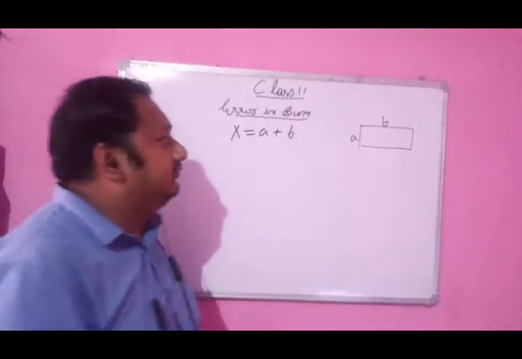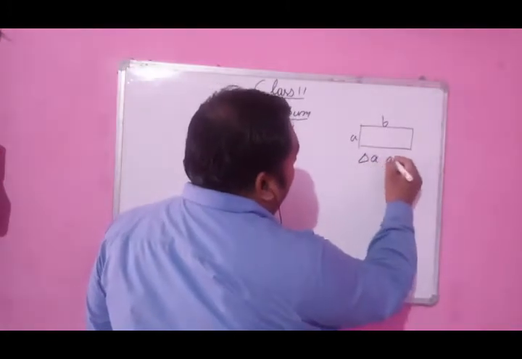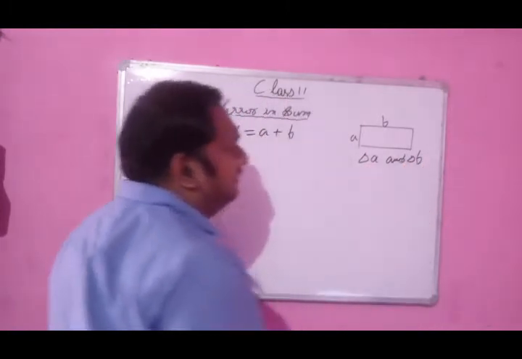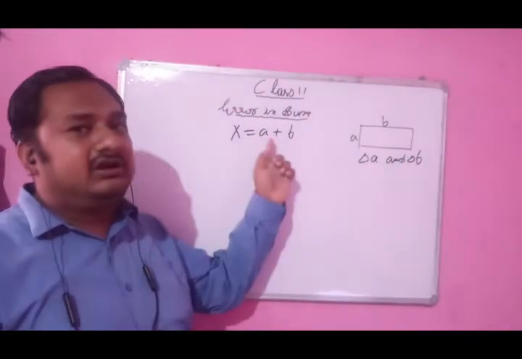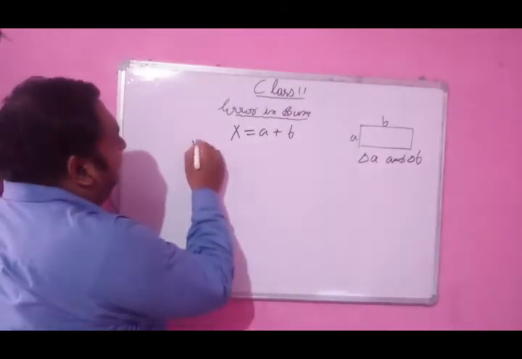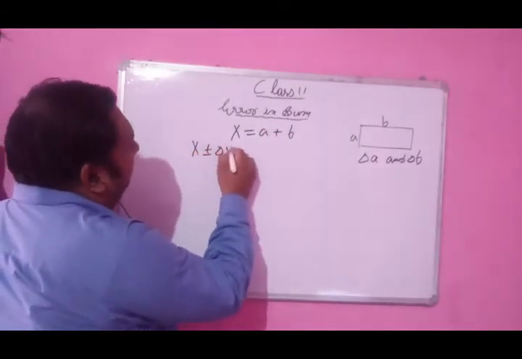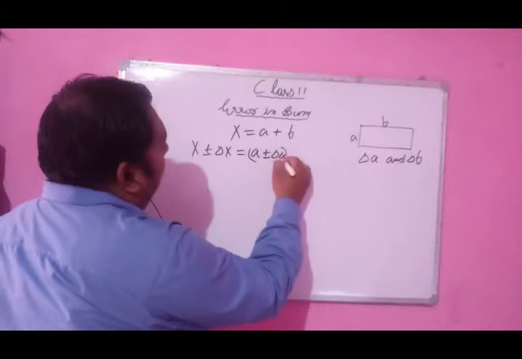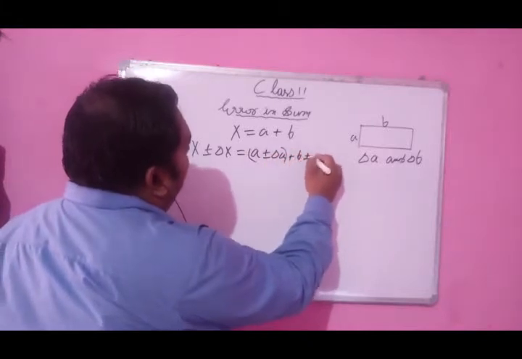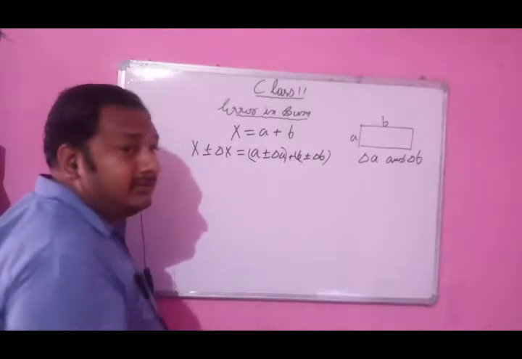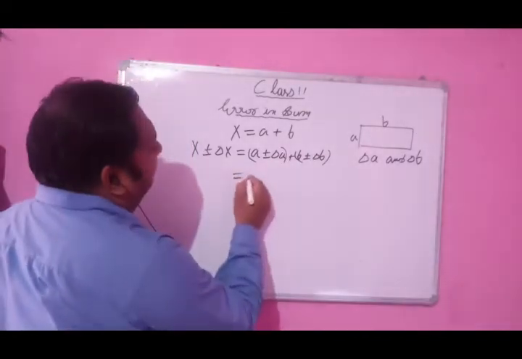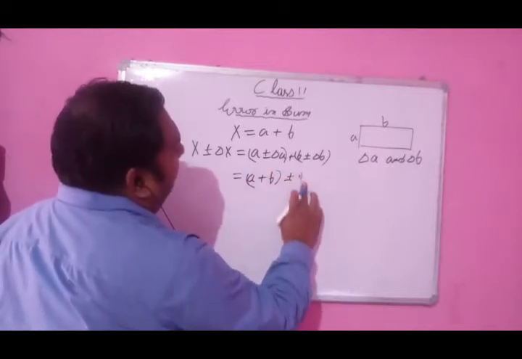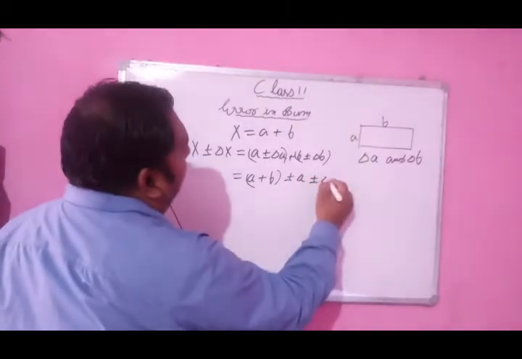So let's suppose del A is the absolute error in A, and del B is the absolute error in B, the errors in measuring the quantities A and B. So x plus minus del x equals A plus minus del A plus B plus minus del B. So we have to sum these quantities, so A plus B plus minus del A plus minus del B.